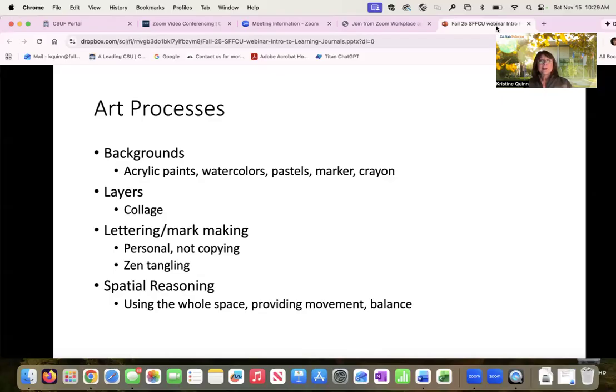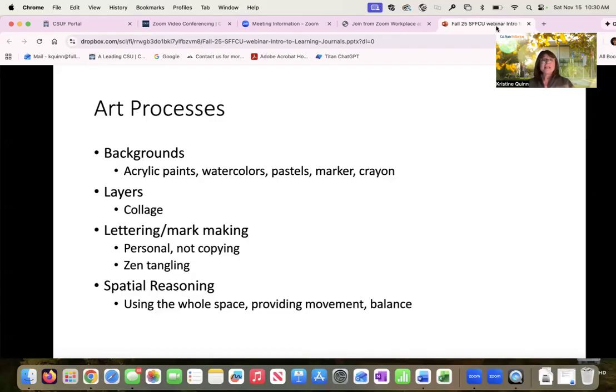And then lastly, we want to think about spatial reasoning. This is practiced and utilized and expanded upon when we are using our learning journals. So students have to really think about the idea of using that whole space, providing for movement, creating a balance, making sure that all the words stay on the paper and fit in a certain way. Spatial reasoning is certainly something that we use in other places in life as well.